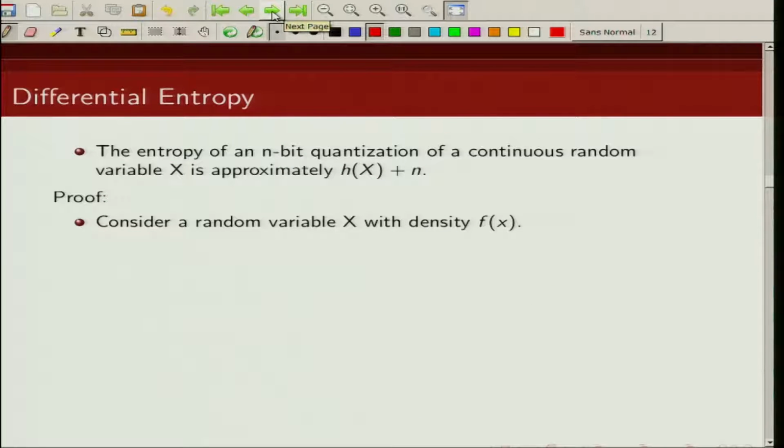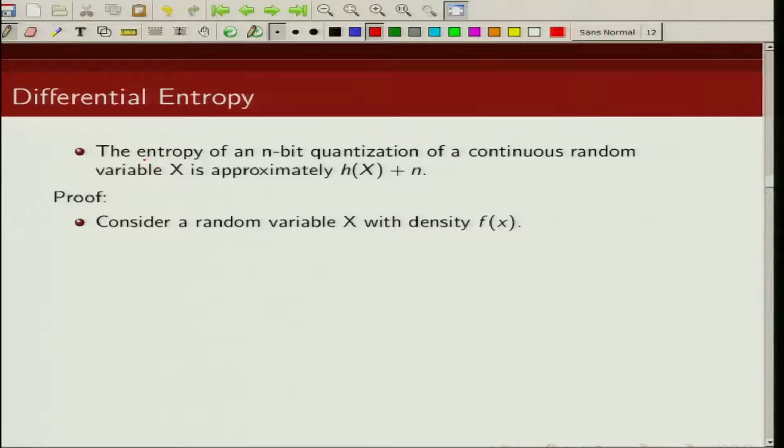Now what is the relation between differential entropy and discrete entropy? We are comparing the differential entropy of a continuous random variable with the entropy of a discrete random variable that we get by discretizing that continuous random variable. This result says that the entropy of an n-bit quantization of a continuous random variable is approximately given by the differential entropy of x plus n.